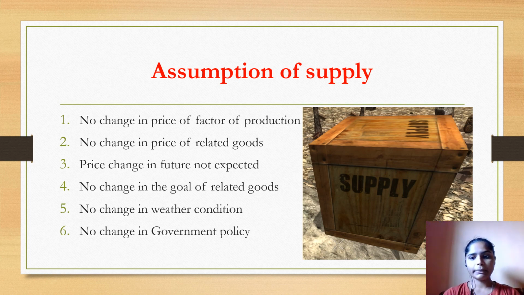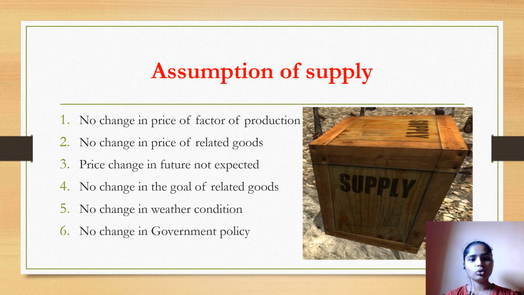After the law of supply, now we will see the assumptions of supply. First one is no change in the price of factors of production. It is assumed that there is no change in the cost of production. A change in the cost of production will affect the profit of the seller. Therefore, less quantity will be supplied at the same price.